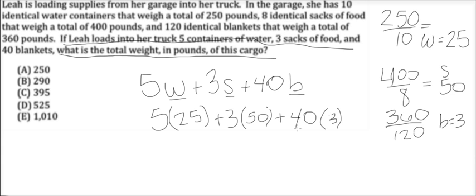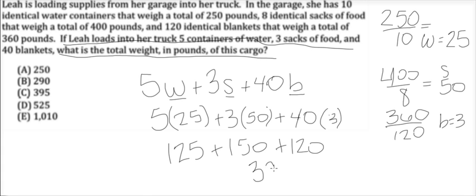Get our calculators out once again and punch all these numbers in. We find that 5 times 25 is 125. 3 times 50 is 150. 40 times 3 is 120, and all that added together on your calculator you'll see is 395. So our answer here is C.